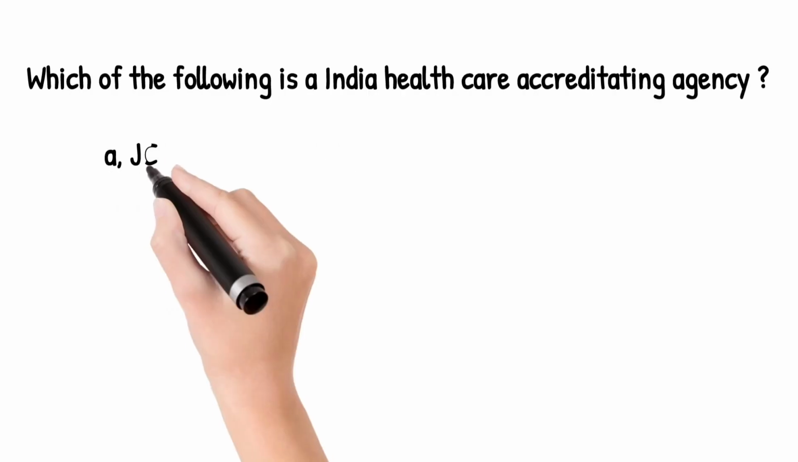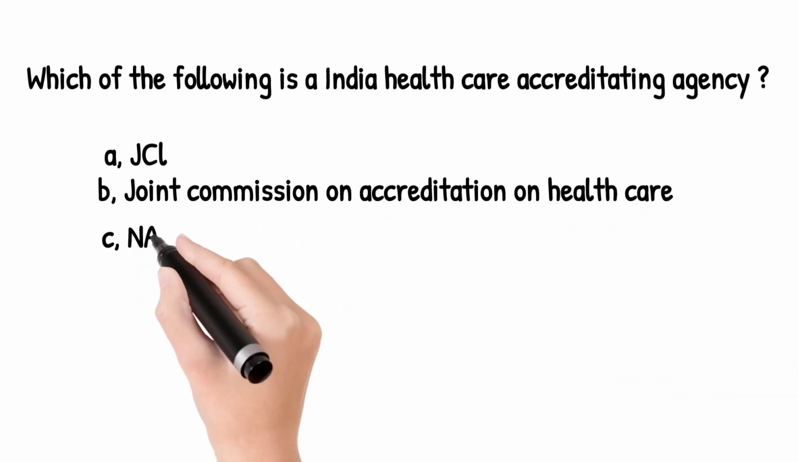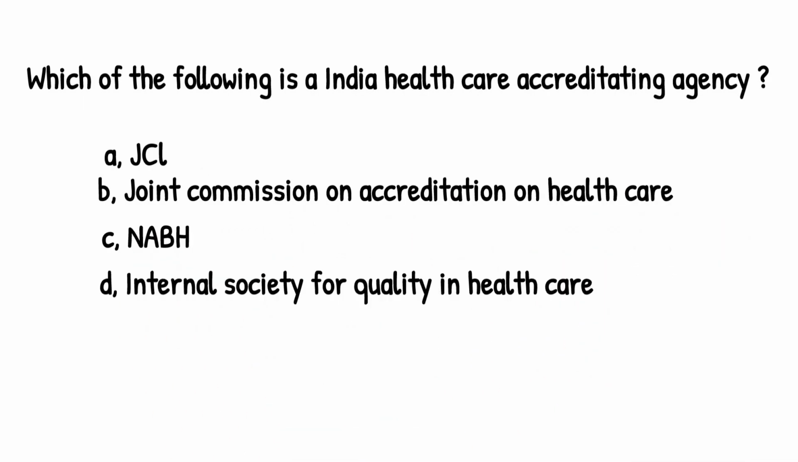Which of the following is an Indian Health Care Accreditation Agency? Option A, Joint Commission International. Option B, Joint Commission on Accreditation of Healthcare. Option C, National Accreditation Board for Hospital and Healthcare Providers. Option D, International Society for Quality in Healthcare. The answer is National Accreditation Board for Hospital and Healthcare Providers, or NABH.